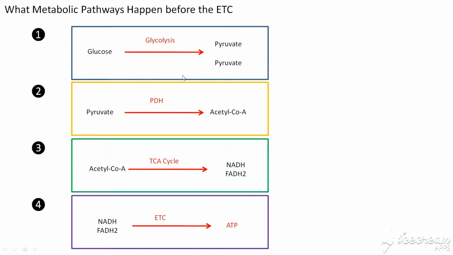Now, pyruvate is then going to be converted into acetyl-CoA inside the mitochondria by the enzyme pyruvate dehydrogenase. After we get acetyl-CoA, it is then going to enter the TCA cycle and produce multiple NADH and FADH2s. Now, these are going to be the electron carriers that go and enter the electron transport chain in order to produce ATP.